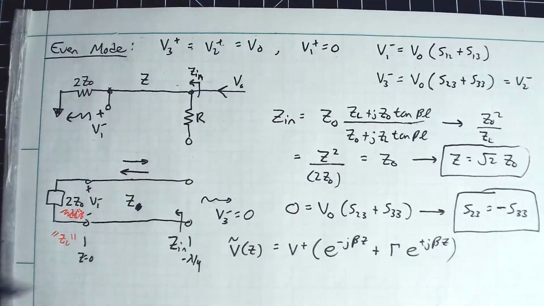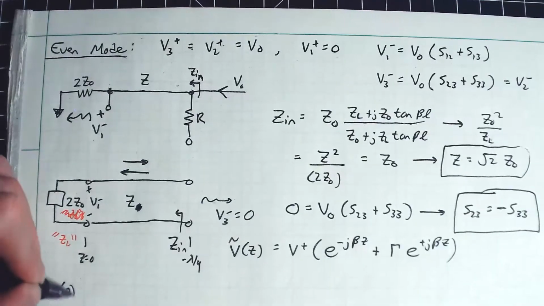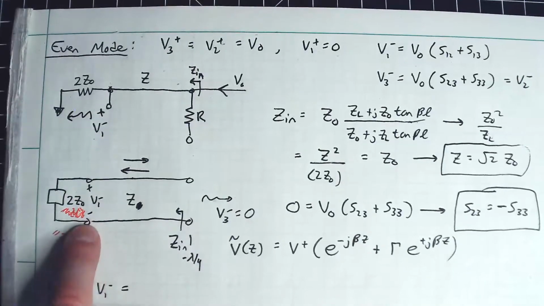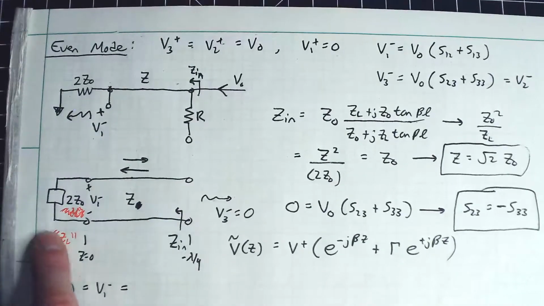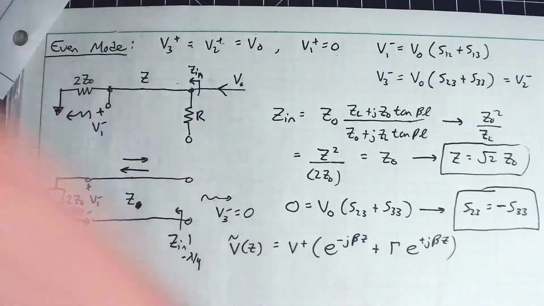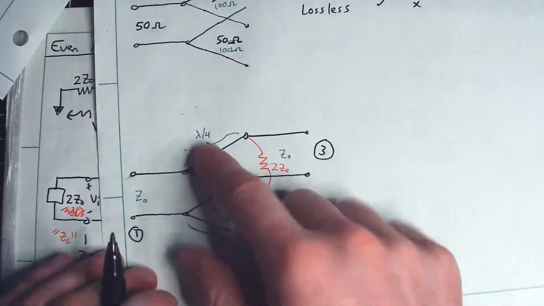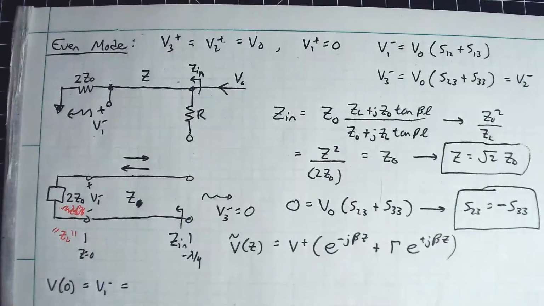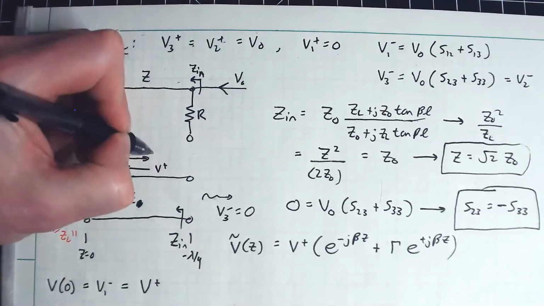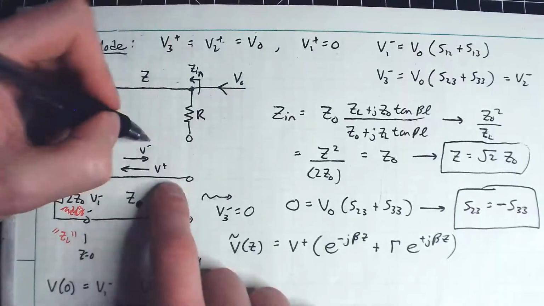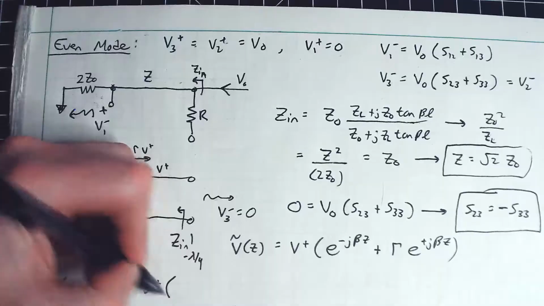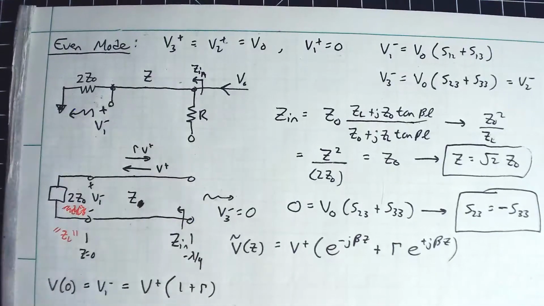So what we know is V of 0 is equal to V1 minus, because that's just the voltage at that node, which is going to be delivered to the load. That's the voltage that just leaves this port here, V1 minus. And that is going to be V plus, the forward propagating wave. Technically there's a V minus, but you write that as gamma V plus, so that's what this term represents. And it's times 1 plus gamma, like so.